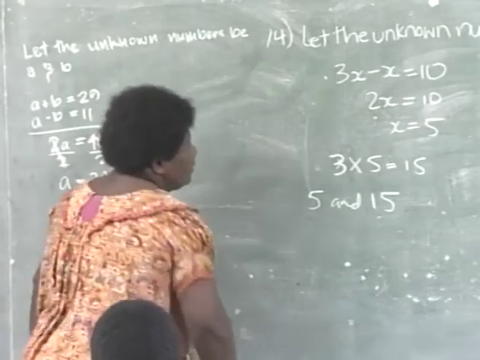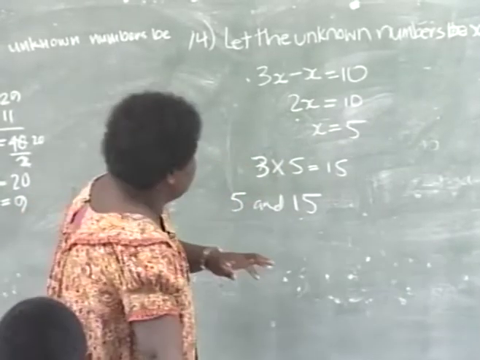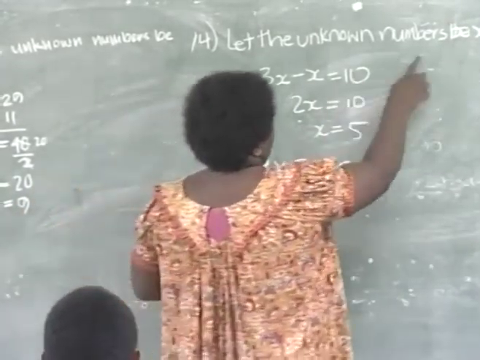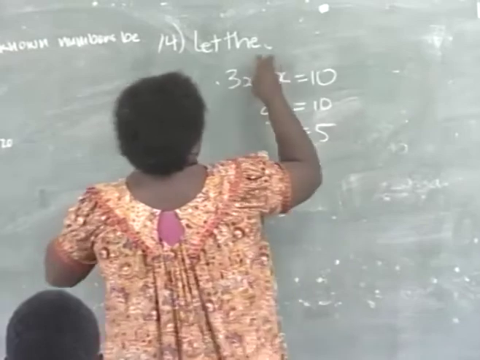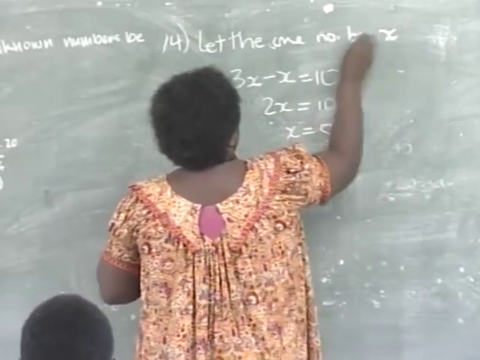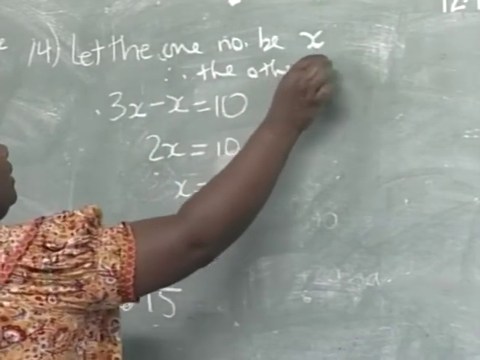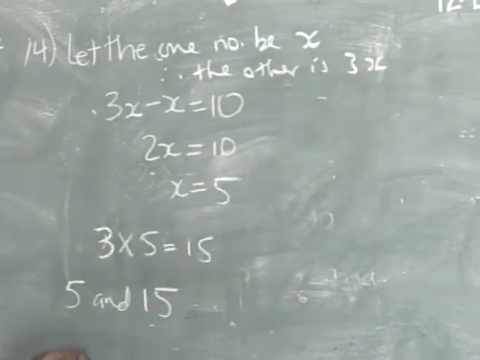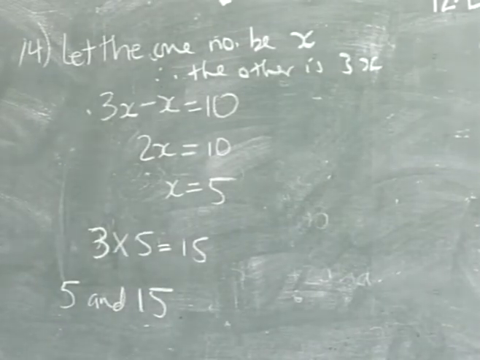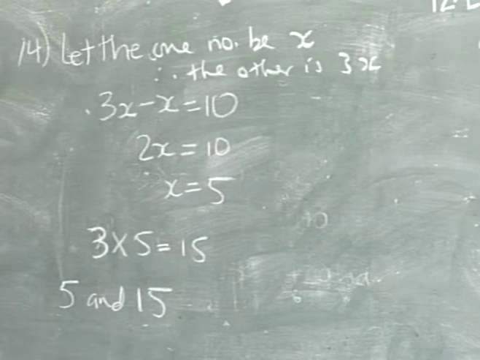Because you can only call one number x, you can't call two numbers x. For this one, you say, let one number be x, the other is 3x. Because you're talking about two numbers, and the difference is 10.